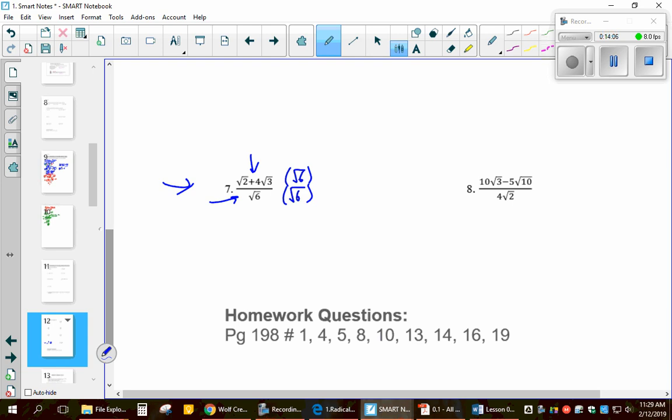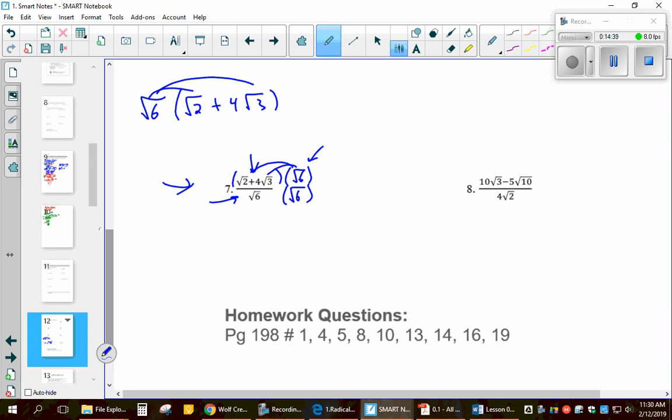Now the top looks a little bit different here, right? We've got this binomial on the top multiplied by this monomial. The way I was doing it, it would have looked like root 6 times root 2 plus 4 root 3, and then you distribute that way. But it doesn't matter, that's on the other side. You just have to multiply it by both of those as well.